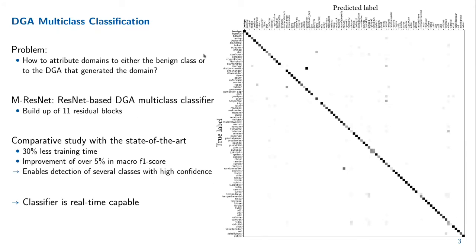So here on the right side, you see a confusion matrix, which shows the performance of the classifier. On the y-axis, you see the true label, which is either benign or 1 DGA. And on the x-axis, you can see the predicted label of the classifier for given samples. A perfect classifier will yield an identity matrix, so a diagonal of black boxes. And you can see that the classifier detects a lot of DGAs with very high confidence.